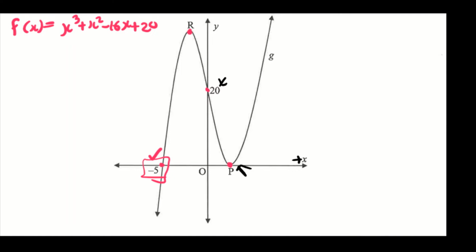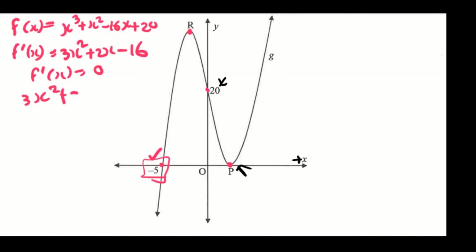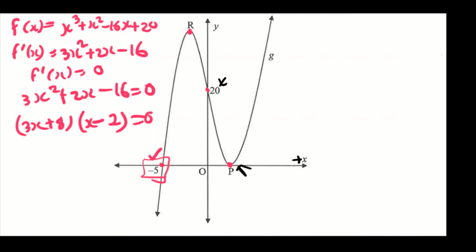So to find the turning points of this function, we find the first derivative, which is going to be 3x squared plus 2x minus 16, right? And then f prime of x equals 0, so you're going to have 3x squared plus 2x minus 16 equals 0. We're just going to factorize this, having 3x and x there, and the factors of 16 are 8 and 2, right? And this will take the sign of the middle term, and this would be negative.